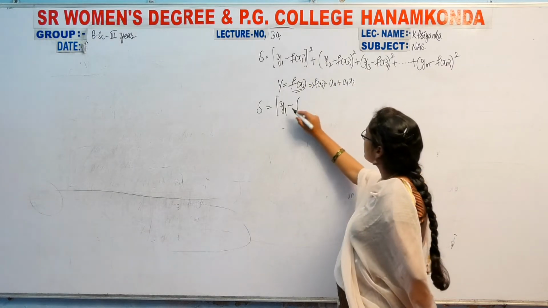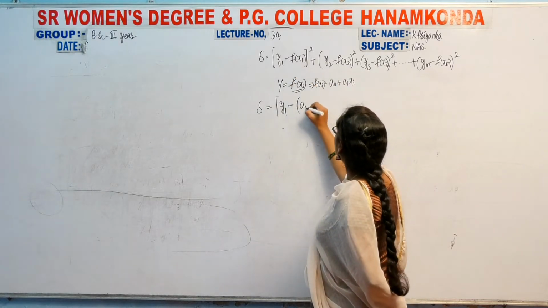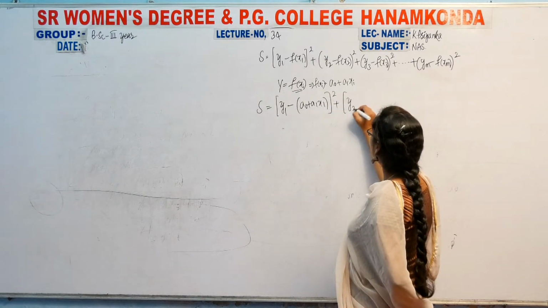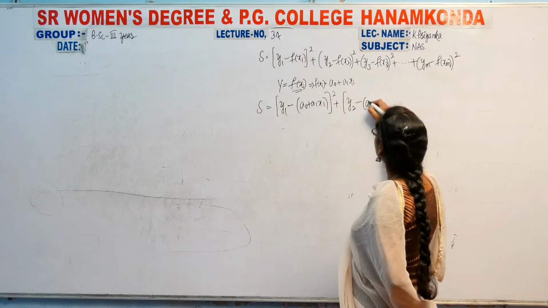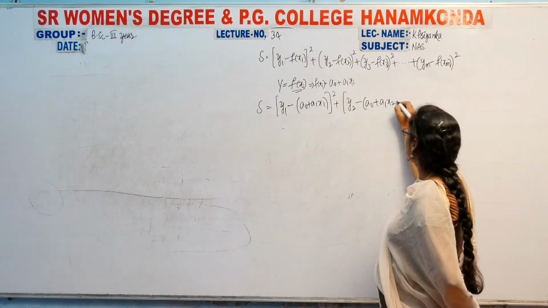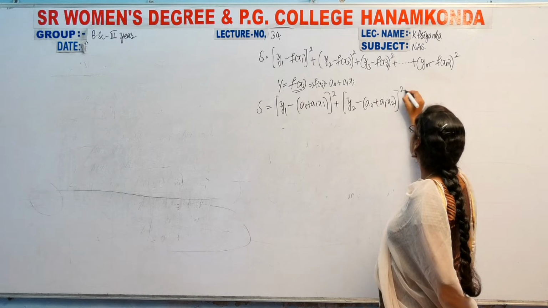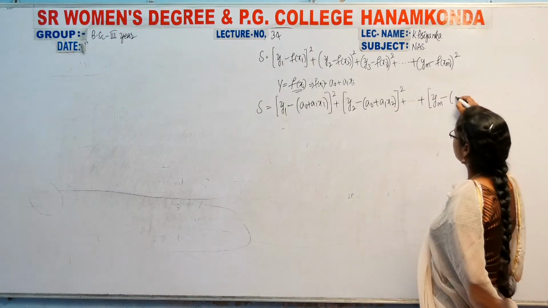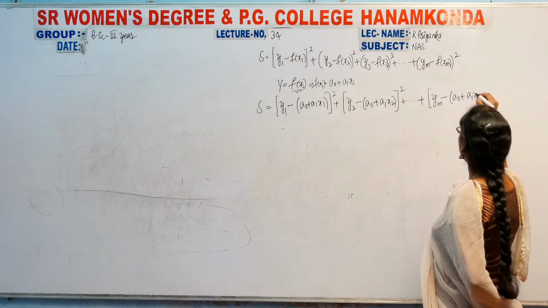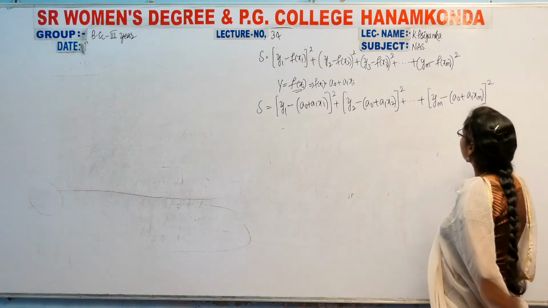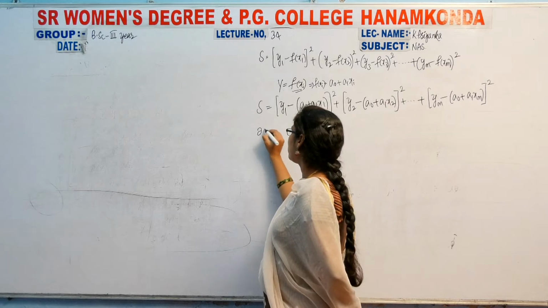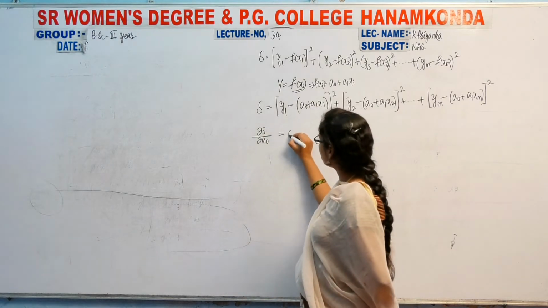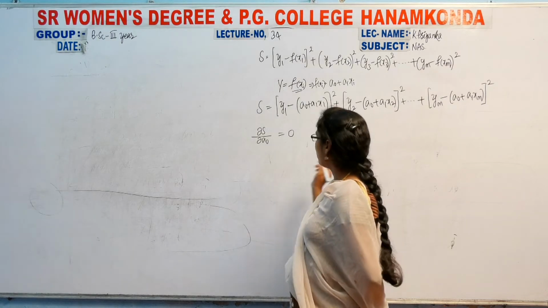So now here y1 minus f of x1, that is a0 plus a1 x1, whole square, plus y2 minus f of x2, a0 plus a1 x2, whole square, plus so on, up to a1 xm whole square. Now I am going to differentiate it with respect to a0, and of course I am considering it equal to 0.